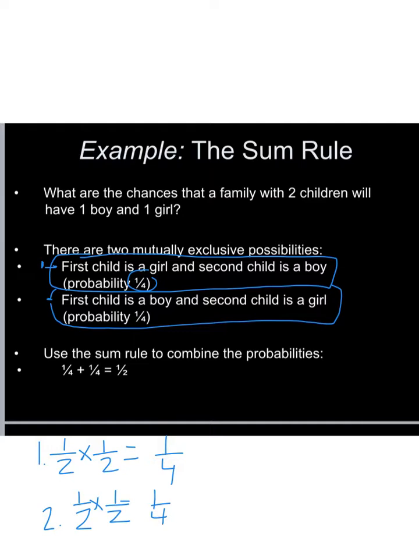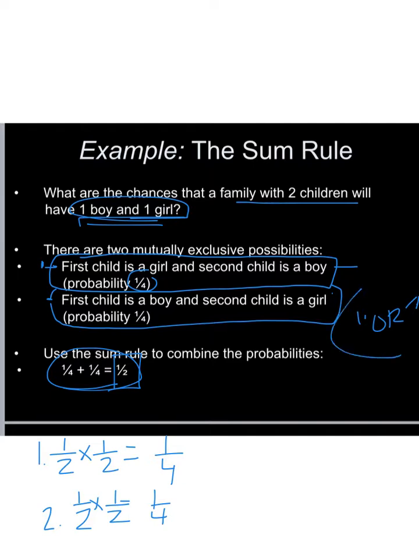Now, for this particular example, for the sum rule, we could have either of these things happen that would lead us to one boy and one girl. So the two ways that we could get a family with two children to have a boy and a girl is event one could happen: we could have the first child be a girl and the second child be a boy. Or we could have this second event happen where the first child is a boy and the second child is a girl. So when we have ors, we add those probabilities. So 1/4 plus 1/4 in this case is 1/2. So the probability of a family with two children having one boy and one girl is 50%.